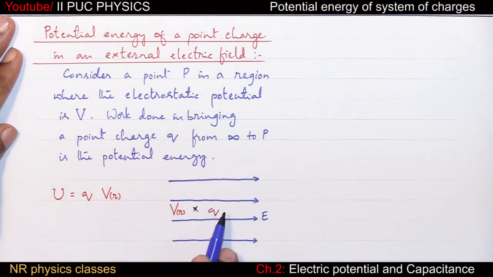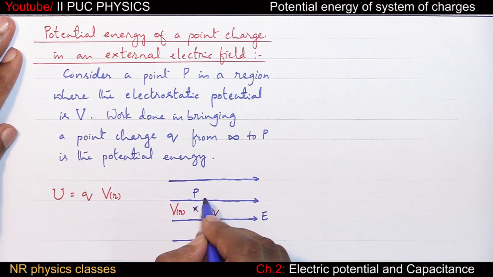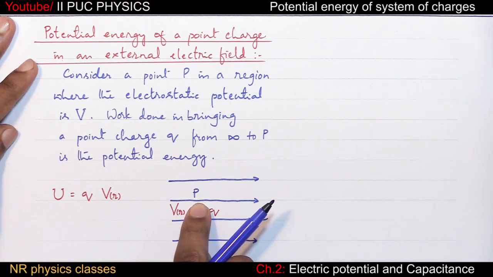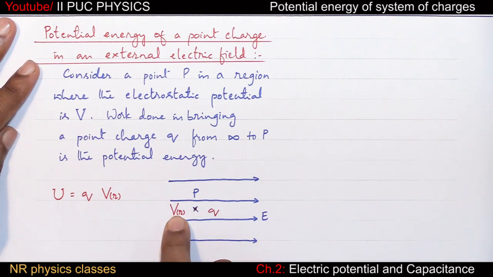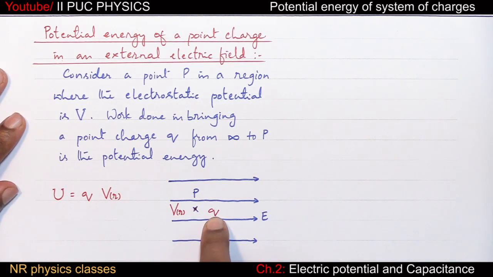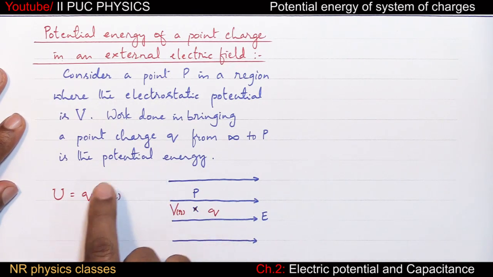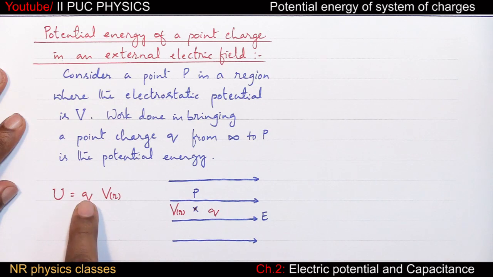Consider a point P. This is point P in a region where electrostatic potential is V. Work done in bringing Q from infinity to this point is the potential energy, and that potential energy is Q into V, and this V is a function of distance. So QV.